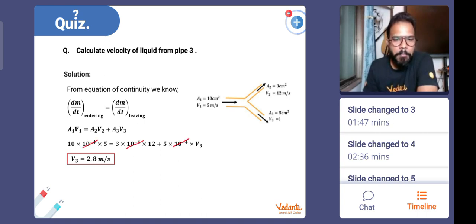So this becomes 50 minus, this is how much? 36. So 24 by 5, when we simplify this, the value comes out to be 2.8 meters per second.